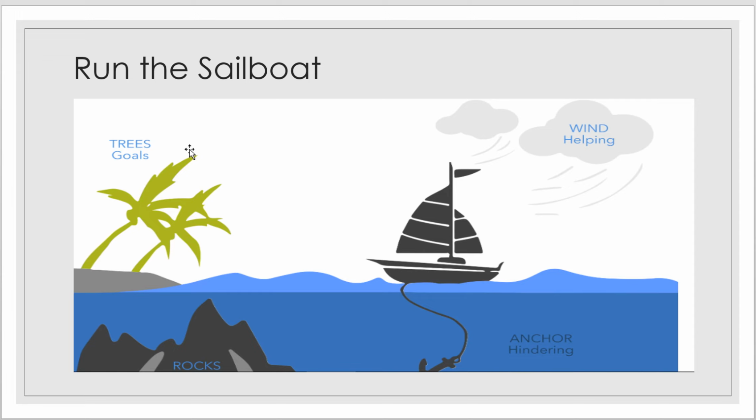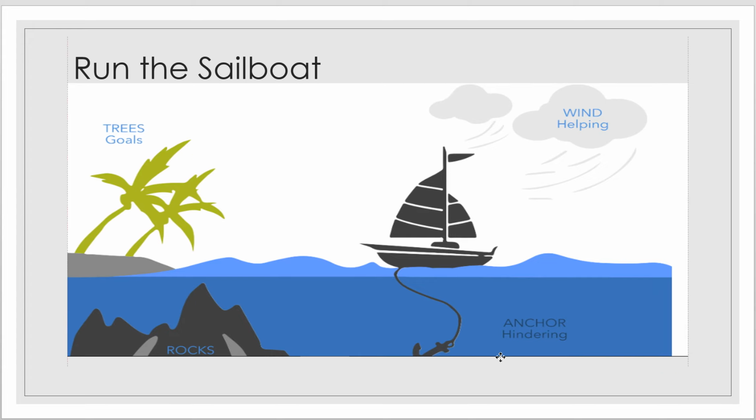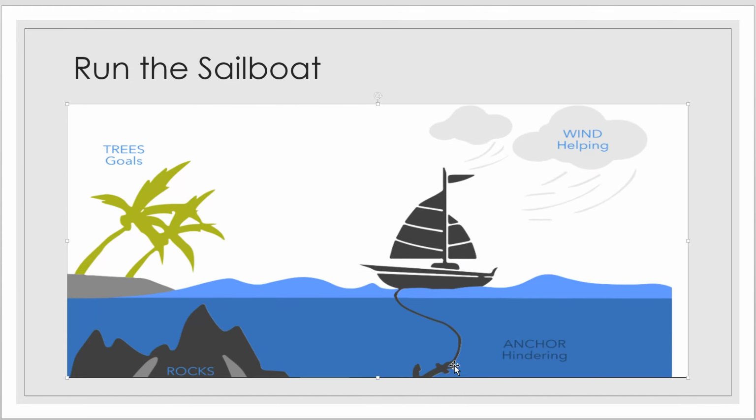So here in this picture, the tree represents the goal. It represents what the team is trying to achieve. The anchor represents the problem, or the things that hold you and your team back from achieving the desired outcome. And the deeper the anchor is, the worse the problem is. The wind is that strength that is helping your team to be efficient, be effective, be happy.